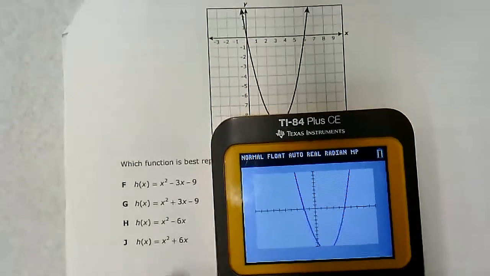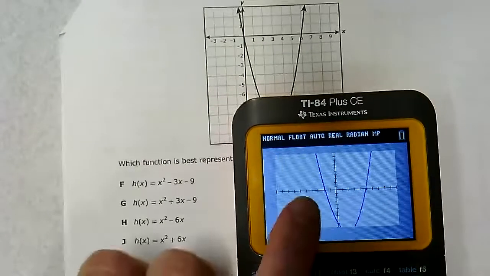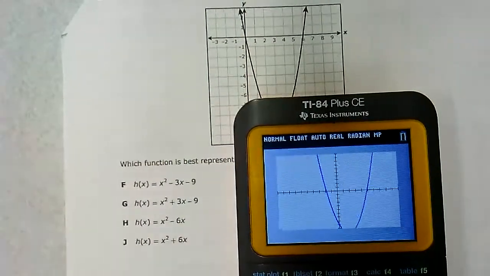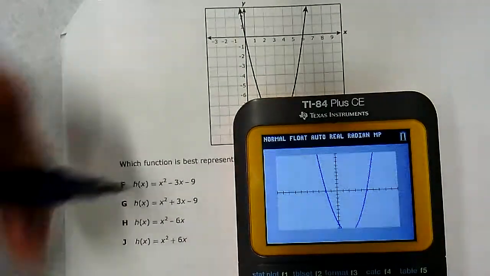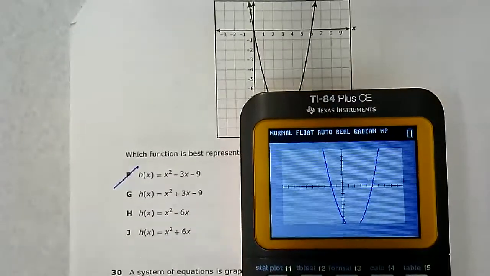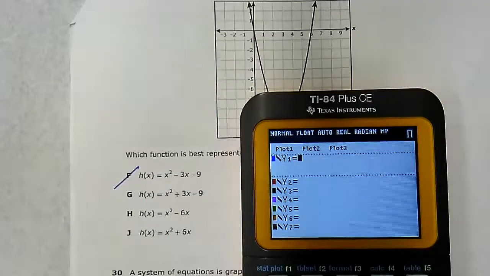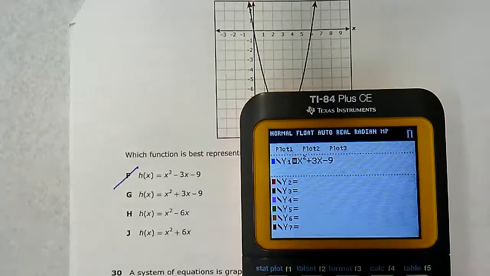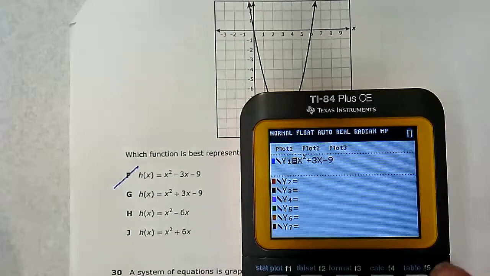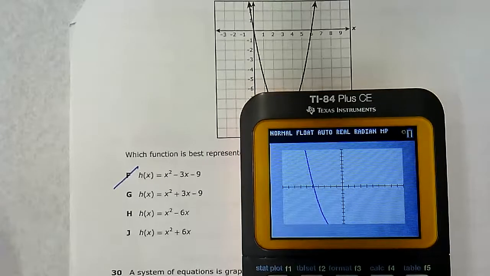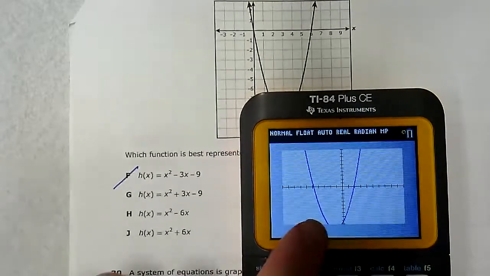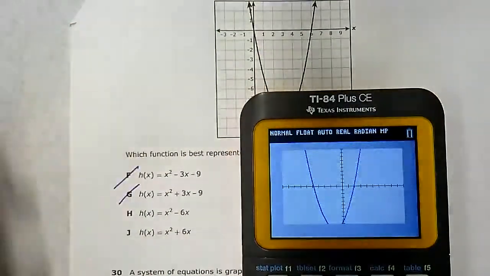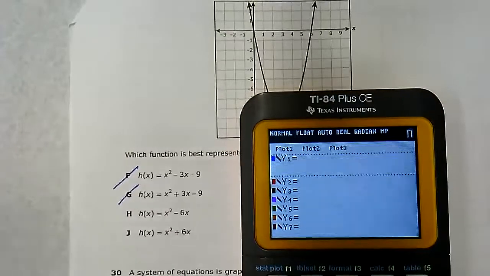All right. I can tell that that's not it, especially because our graph goes through the origin (0, 0), and this one doesn't. So the answer is not F. Let's try G. Make sure that you're doing this with me so that you have this skill set for the STAR test. X squared plus 3x minus 9. That's the next equation. Okay, same issue. This does not go through the origin, and this does. So this is not the answer.